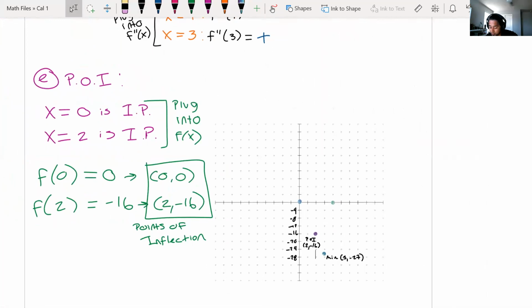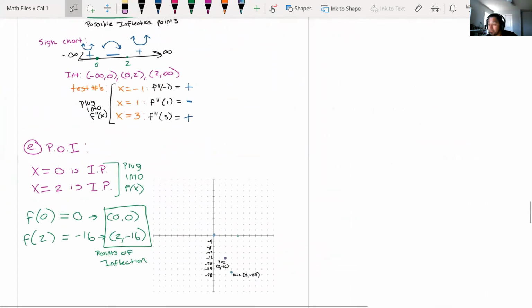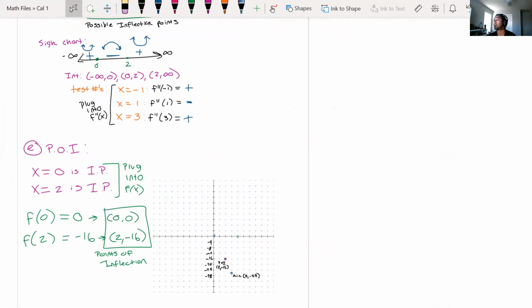We now will graph the rest of this function by following the sign chart for the second derivative. Looking at that second derivative, it says from negative infinity to 0, we are concave up. So what that's going to look like is I'm going to start at 0 and I'm going to go up. That's concave up.